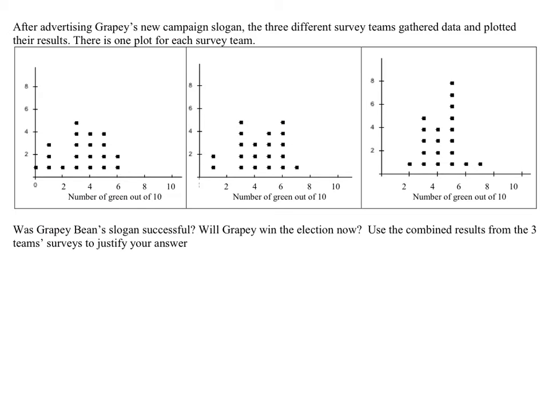So after advertising grapey's new campaign slogan, the 3 different survey teams gathered data and plotted their results. There is one plot for each survey team. Was grapey bean's slogan successful? Will grapey win the election now? Use the combined results from the 3-team survey to justify your results.